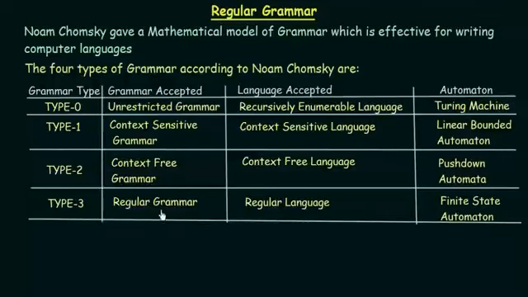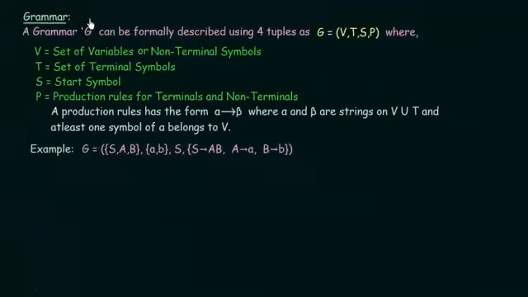So these are the types of grammar that we have according to Noam Chomsky's classification, and we will be starting with regular grammar which will be discussed in this lecture. First let us see how we can define grammar, and then we will come to regular grammar. Here we will see how we can formally describe grammar.